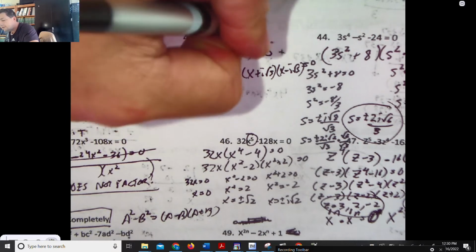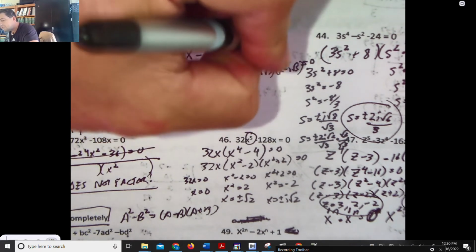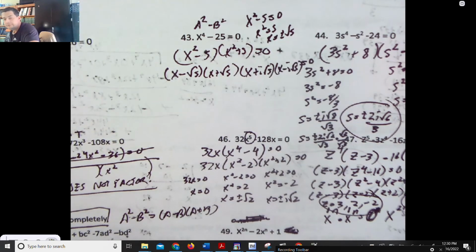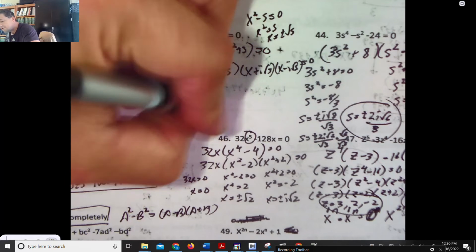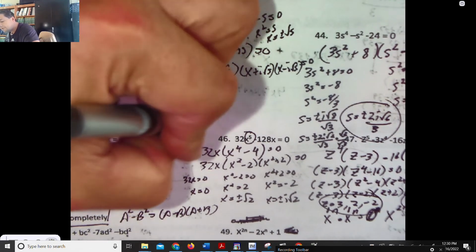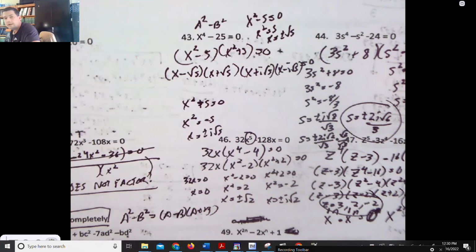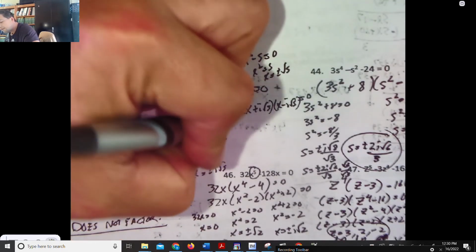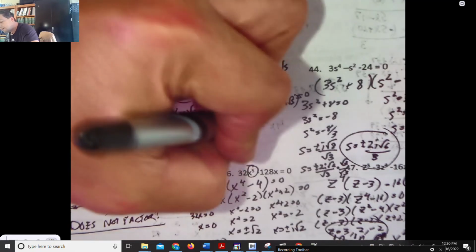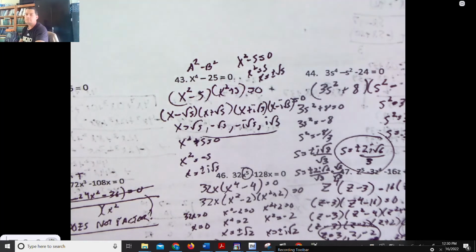You can go off the side and you can say x squared minus 5 is 0, x squared is 5, and by God, x is plus or minus root 5. If you didn't get the second one, then you go off to the side, x squared plus 5 is 0, x squared is negative 5, and by God, x is plus or minus the imaginary root of 5. But anyways, your x values are root 5, negative root 5, negative i root 5, positive i root 5. 4 of them.